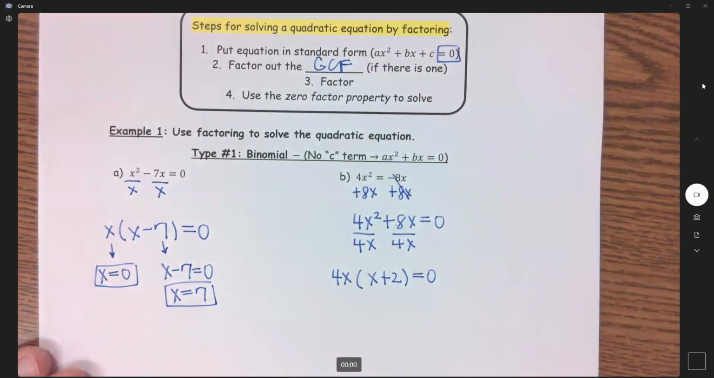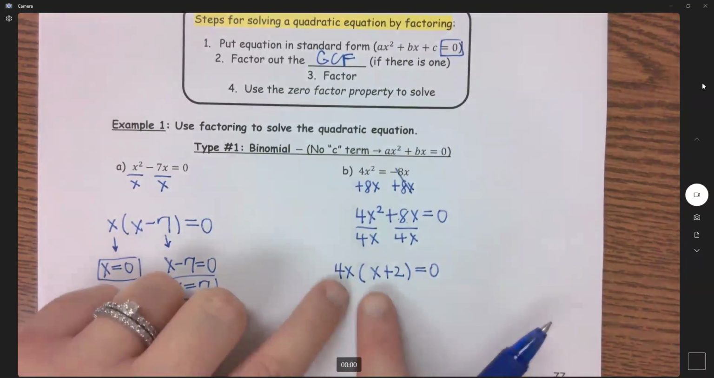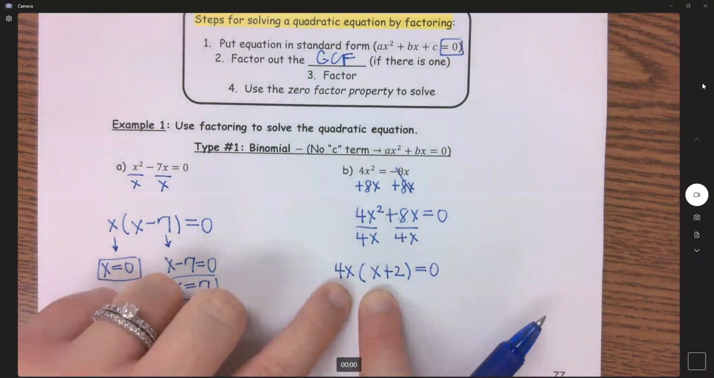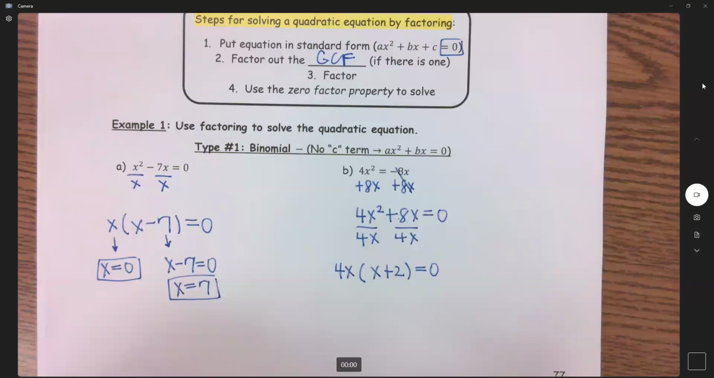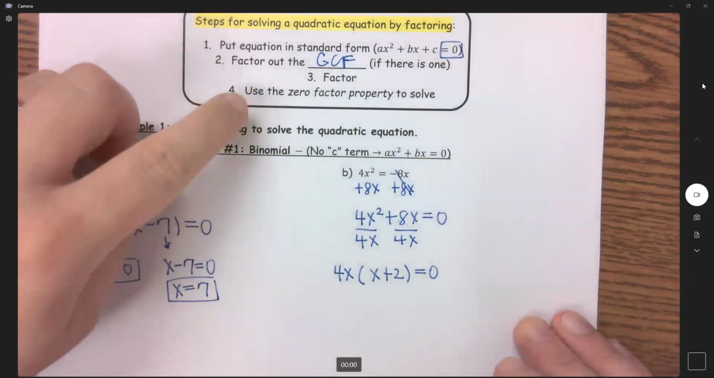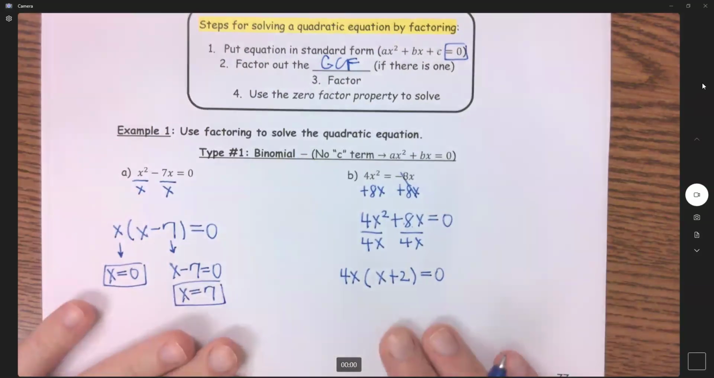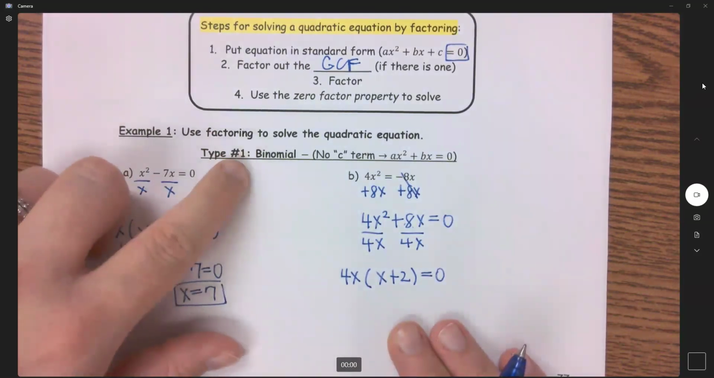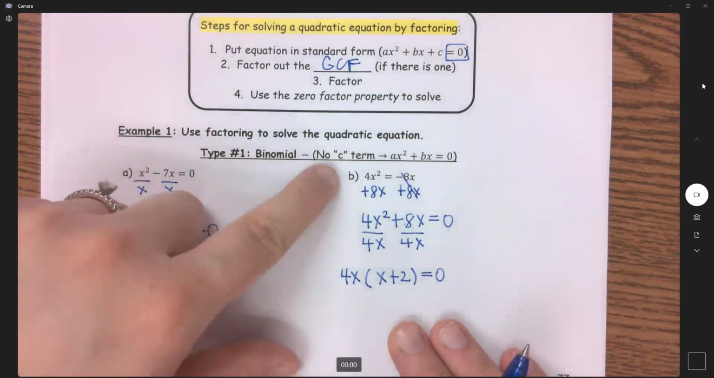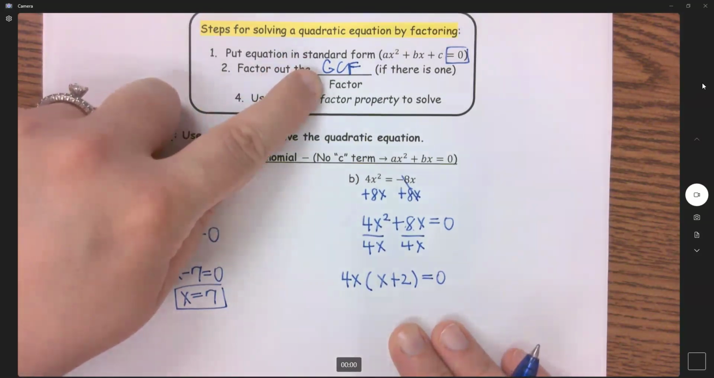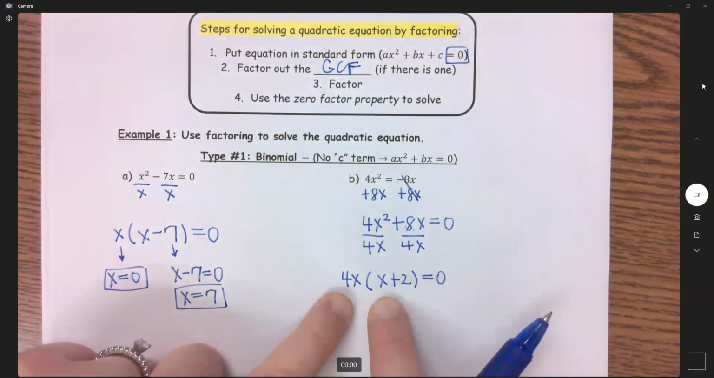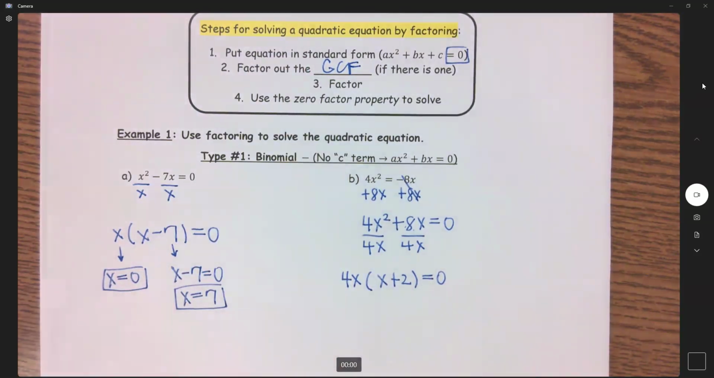Okay, again, we can distribute that back and check our answers. 4x times x is 4x squared, and 4x times 2 is 8x. So on these type 1, and only this type 1, your binomials with no c, when I take out that GCF, that is also factoring, because now my x's are x to the first. So once I have everything as x to the first, it's not possible to factor anymore.